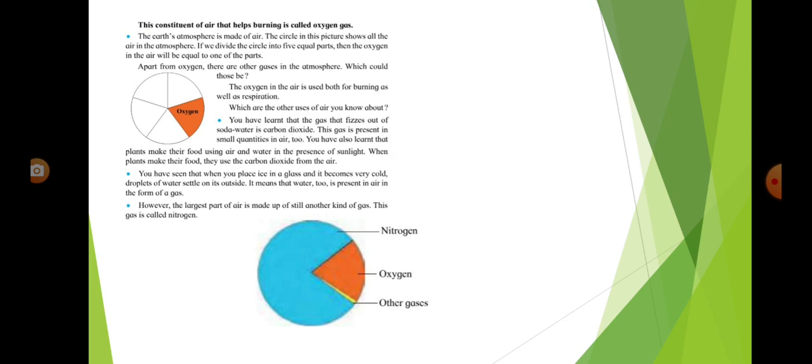This is called nitrogen. Here, can you see the figure? See the largest part. The largest part of air is made up of another kind of gas. This gas is called nitrogen. See, largest part nitrogen, then oxygen and other gases.